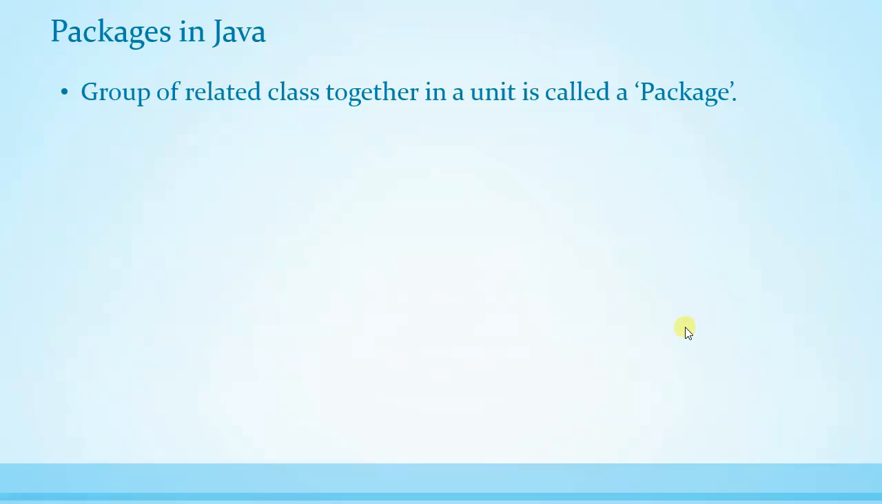A group of related classes together in a unit is called a Java package. So that means if we have math related classes, we can keep them under a math package. If we have graphics related classes, we can keep them under the graphics package. And if we have XML parsing classes, we can keep them under an XML package. So you see the idea: a group of classes, all graphics related classes, goes under a single unit called a package.